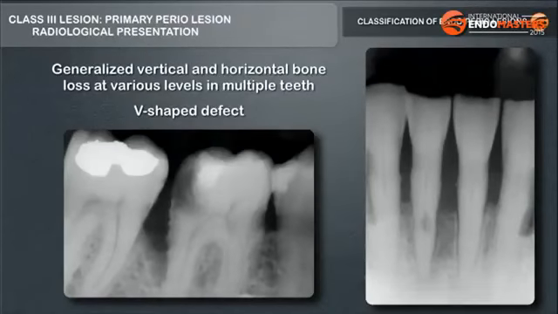Radiological presentation of class 3 lesions. X-ray explorations usually show a generalized vertical and horizontal bone loss along the root surfaces at various levels. There are usually multiple teeth with periodontal disease involved, rather than just a single tooth. Defect is displayed as a V shape, wide open at the corona, and the apical area is seldom affected. In case of heavy calculus deposits, they can be seen on radiographs.